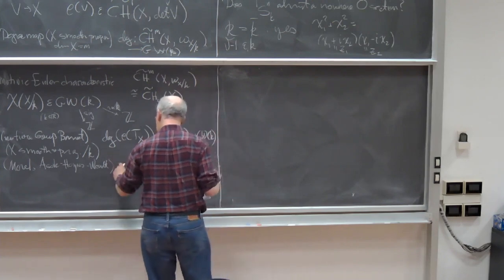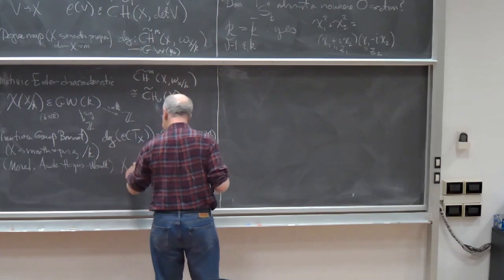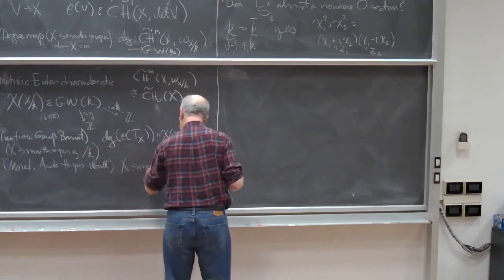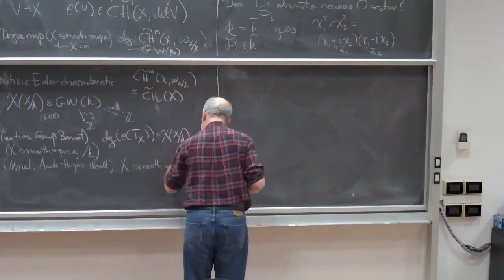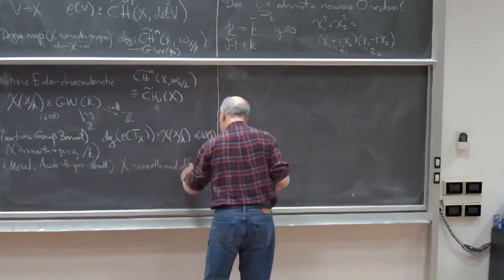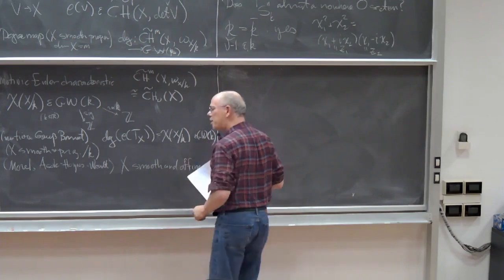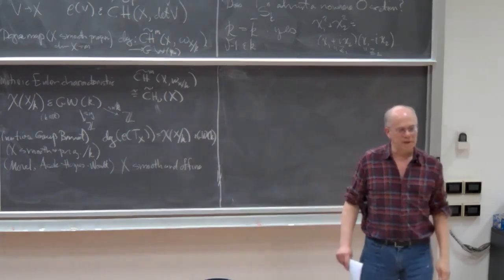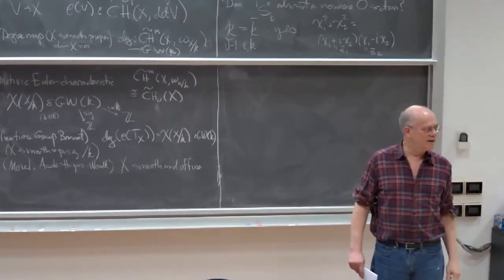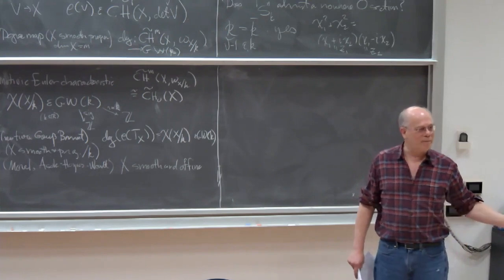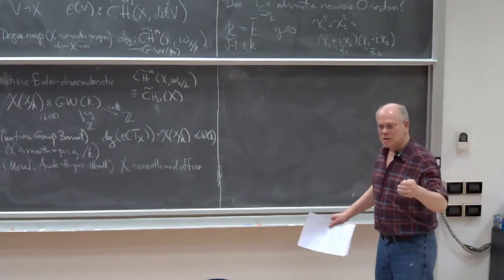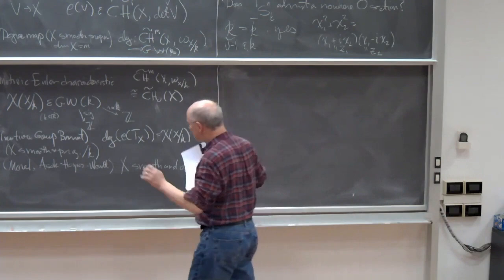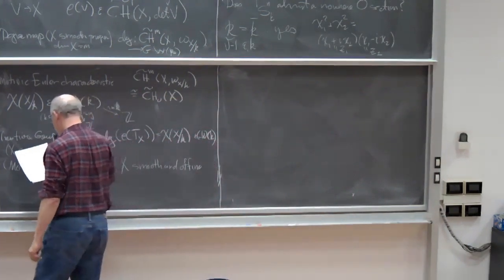Now this is a little different. Now this is for X smooth and affine. So remember, affine is something defined by equations in just the affine space over the field, and it's never projective. It's never proper. It's never compact unless it's just a finite set of points. So it's a completely different setup.